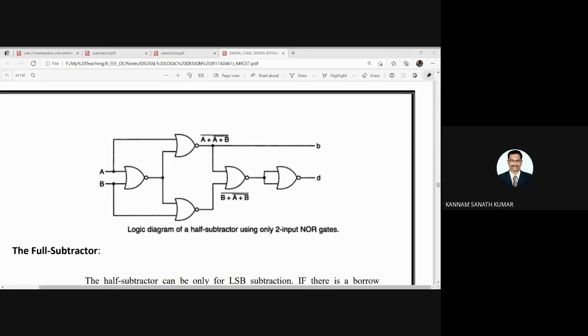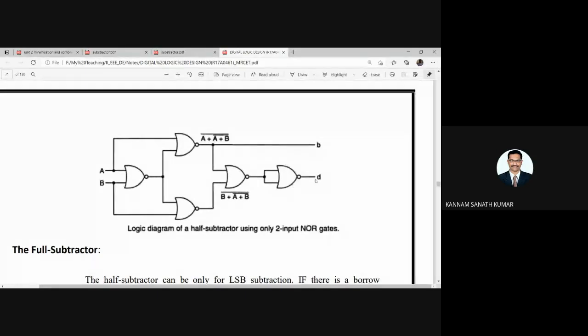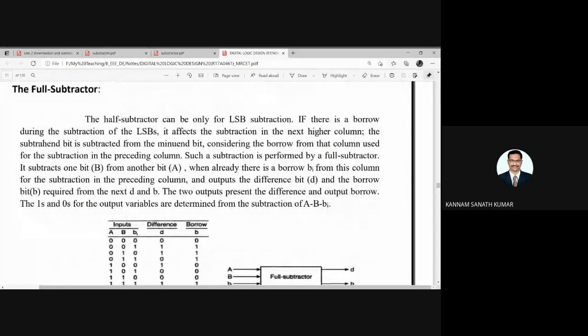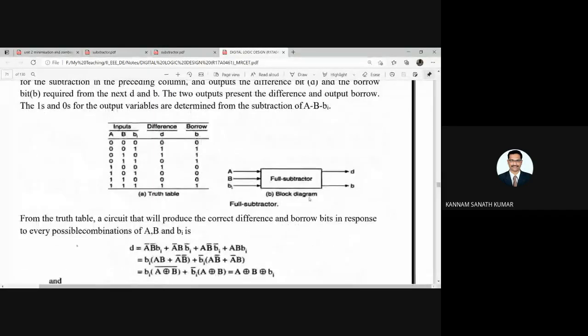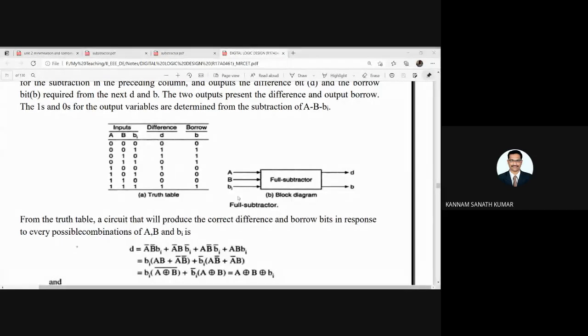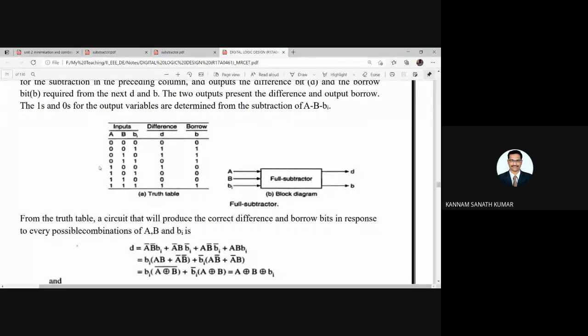So if you are feeling any problem or if you are getting any doubt, you can ask me in between. Okay. So I'm going for a full subtractor. For the full subtractor, you have three inputs and two outputs. If there are three inputs, how many possible combinations do you have? In total, you have eight possible combinations. That means 2 cube is how many? 8. 2 cube is 8.